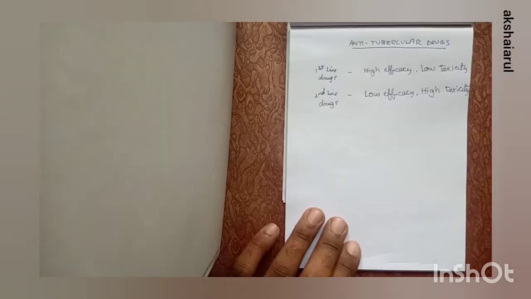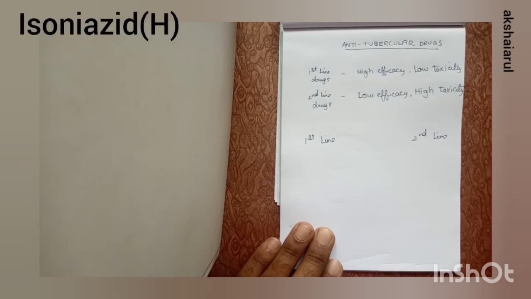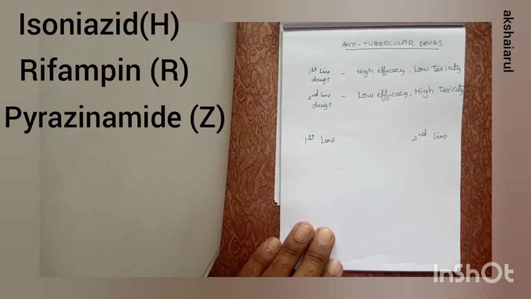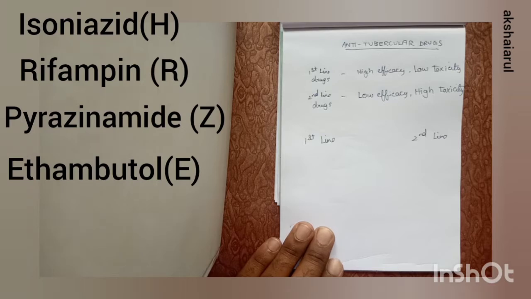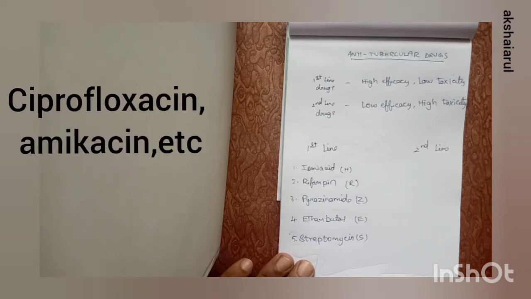The first line drugs have high anti-tubercular efficacy as well as low toxicity, and the second line drugs have high toxicity or low anti-tubercular efficacy or both. The first line drugs are Isoniazid, Rifampin, Pyrazinamide, Ethambutol and Streptomycin. The second line drugs are Ciprofloxacin, Ofloxacin, Azithromycin, Amikacin and a few other drugs.